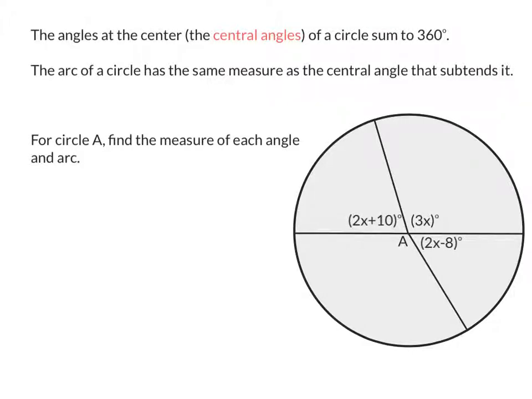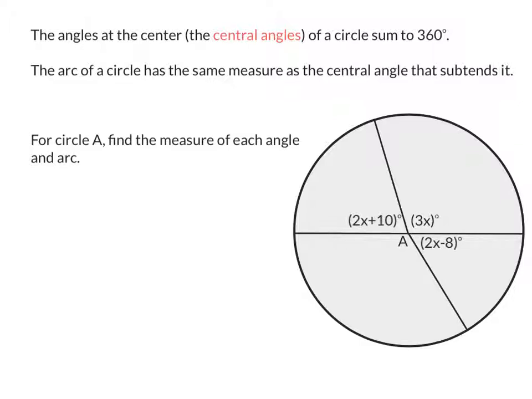Hello. In this video we're going to be talking about the central angles of a circle. Now the central angles of a circle sum to 360 degrees. And the arcs of those circles will be the same measure as the central angle that subtends it. So let's go through this example here to talk about what I mean.